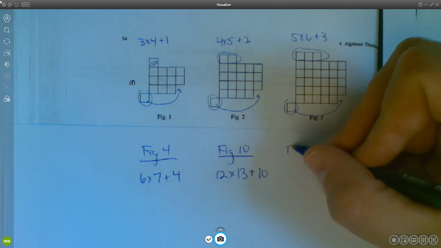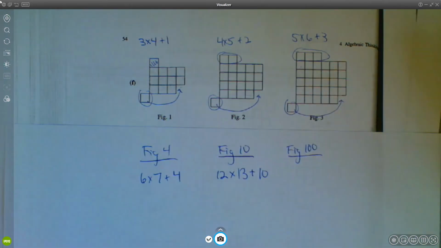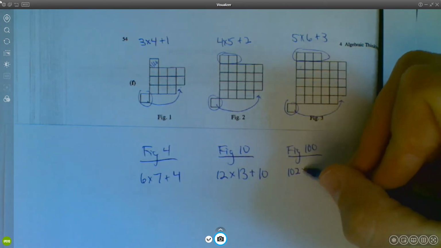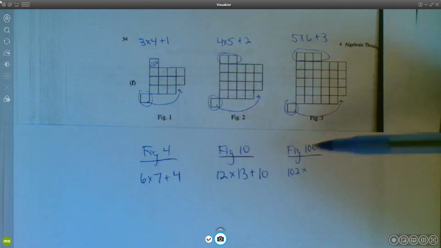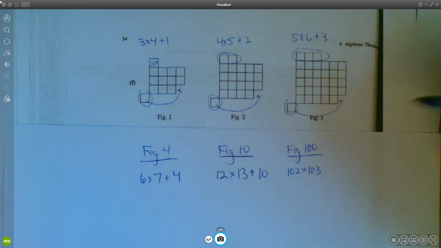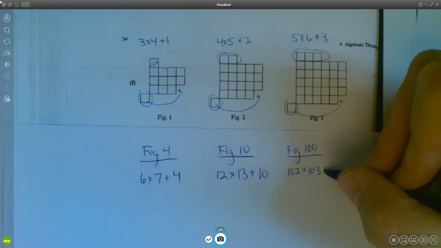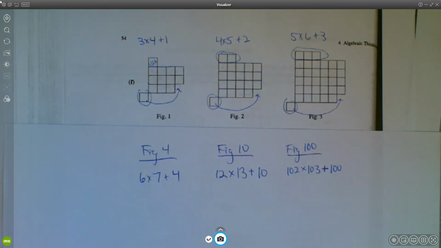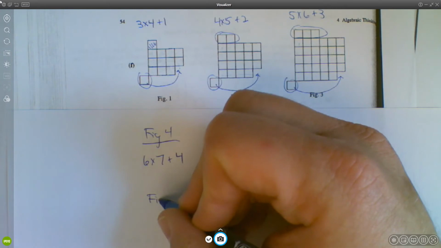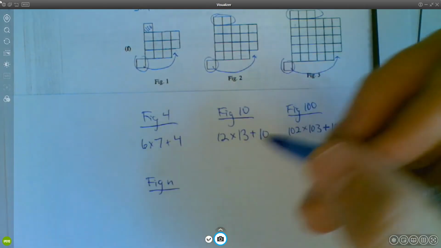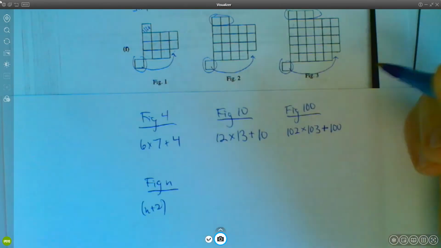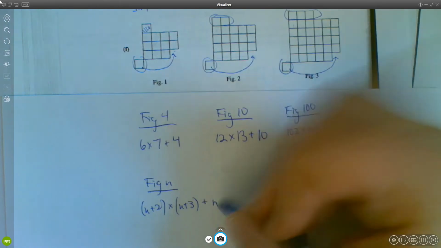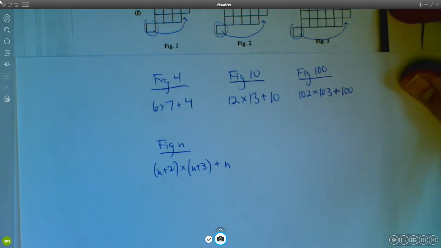Okay, figure 100. We decided that the first number was figure number plus 2. So 100 plus 2 is 102. We decided the second number was figure number plus 3. So 100 plus 3 is 103. And then we decided that the last number, the one that we're adding on, is just the figure number itself. So for figure 100, that would be 100. And so for figure n, it's going to be figure number plus 2 times figure number plus 3 plus figure number. Pretty sure this one is a quadratic growth, right?